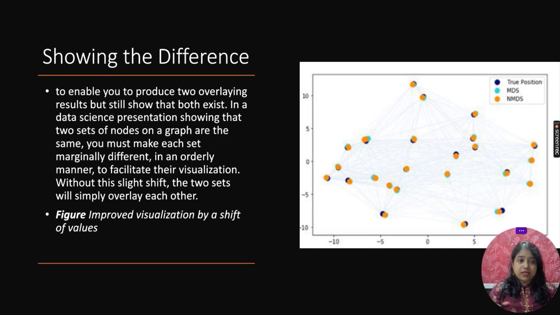Showing the difference: to enable you to produce 2 overlapping results but still show that both exist in the data science presentation, showing that there are 2 different sets, what we have to do is, if 2 to 3 nodes are overlapping, we can still show them together, but a little side by side, so that the visual representation is improved by shifting the values. The example shows how 3 dots, even if they are overlapping, are slightly presented one aside the other, so that we are able to see all the 3 or 2 dots that are overlapping. So this is how we show the difference.